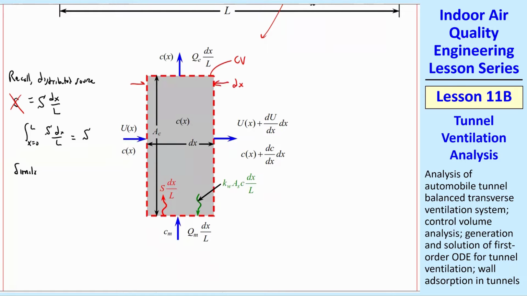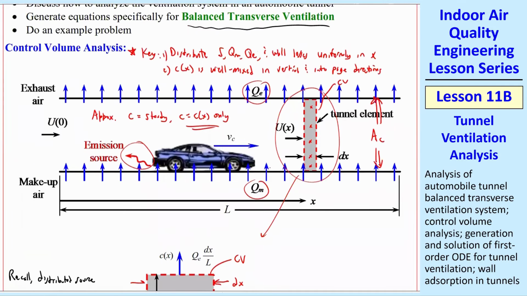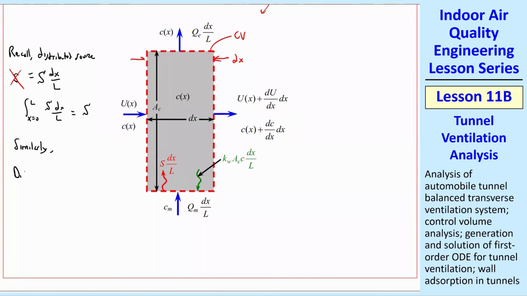Similarly, we want to do the same thing with these other variables, QM, QE, and wall losses. We're going to define a distributed makeup air volume flow rate, QM dx over L. So all we're doing is multiplying by dx over L. Distributed QE would be QE dx over L. And distributed wall losses, well, the wall loss when we did this with rooms was KW ASC, the wall loss coefficient times the surface area that absorbs contaminant times C times dx over L.